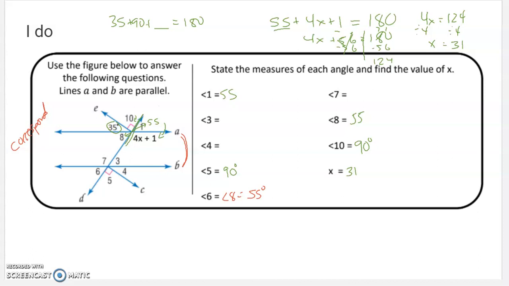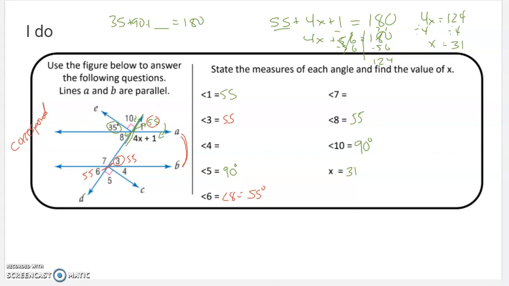I think 3 is also a corresponding angle. Well, I can do that a few ways. 3 is going to match this 55 because they're in the same position. They are corresponding. So I can also say 3 is 55. I also could have known that because it's vertical from 6 across the intersection as well. So now I'm really getting somewhere. Now I know down here I've got these two 55s and this 90, all thanks to corresponding. That's how I got from the top to the bottom.